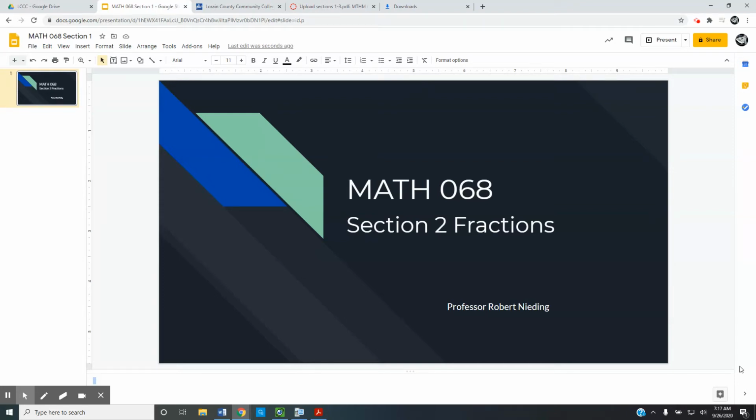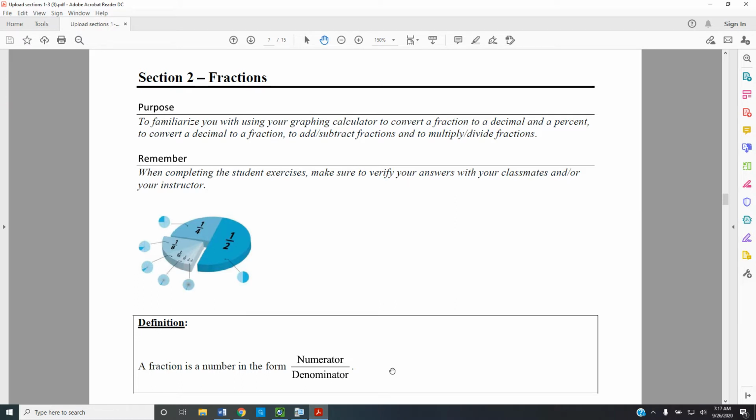This is Professor Needing. Welcome back to another thrilling Math 068 section, and this one is going to be fractions, section number 2. When we left last time, we were utilizing our graphing calculator for a number of different things, and we're going to continue that same thing, while learning a couple of things about the fraction itself.